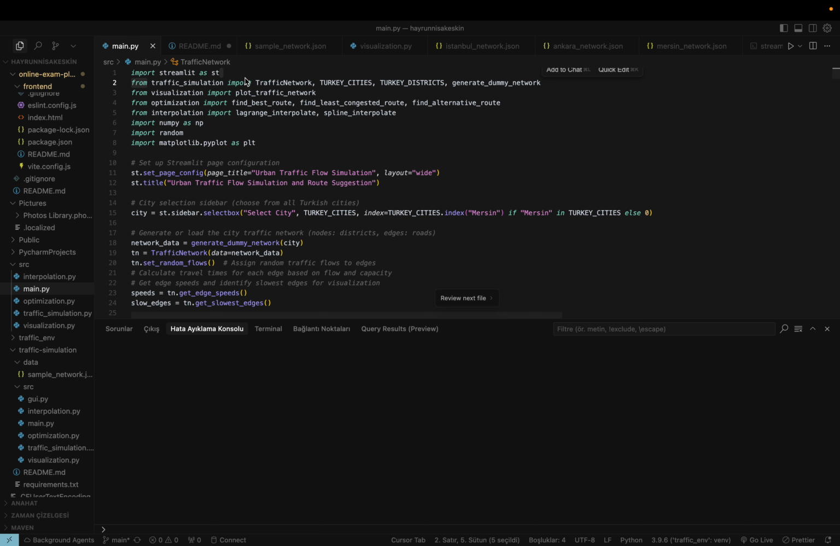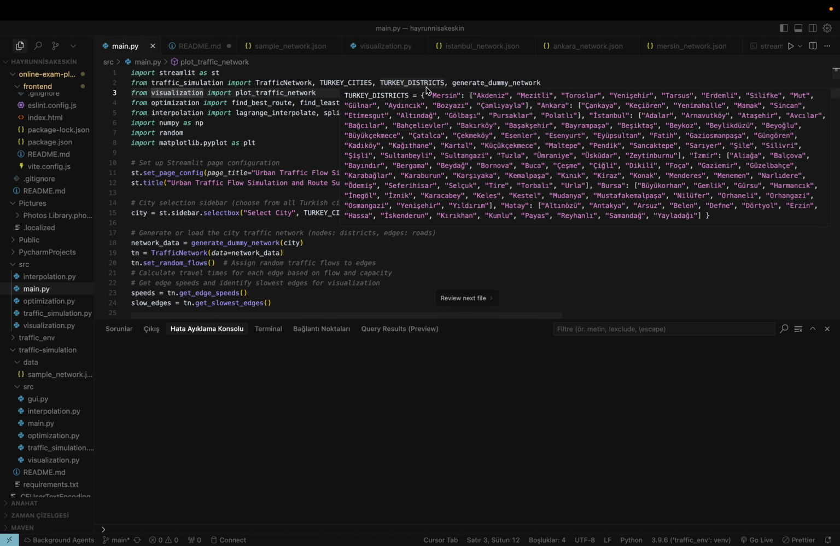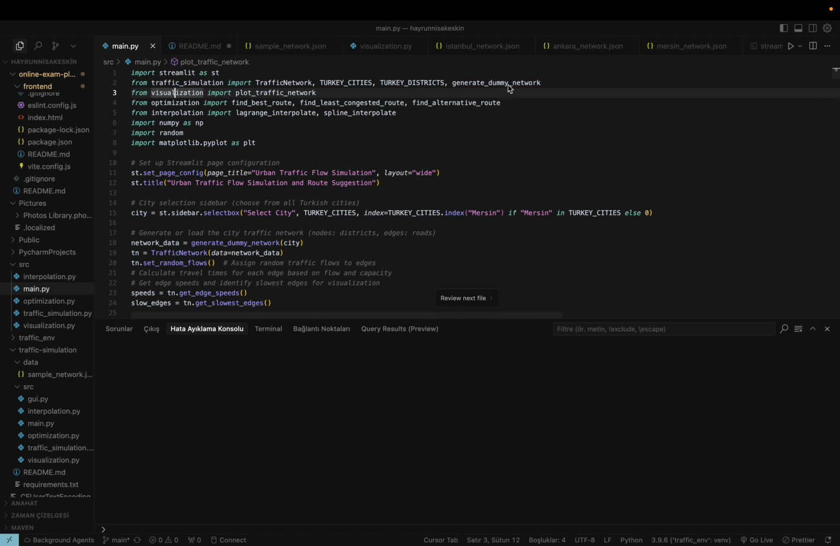and Streamlit as st. From simulation, import traffic network and Turkey cities, all of the Turkey cities and districts, and generate them in the network. From visualization, import plot traffic network. From optimization, import find best route, find least congested route, and find alternative route. From interpolation, import Lagrange interpolate and spline interpolate, and import NumPy as np. Import random and import matplotlib.pyplot as plt. These are the libraries and requirements.